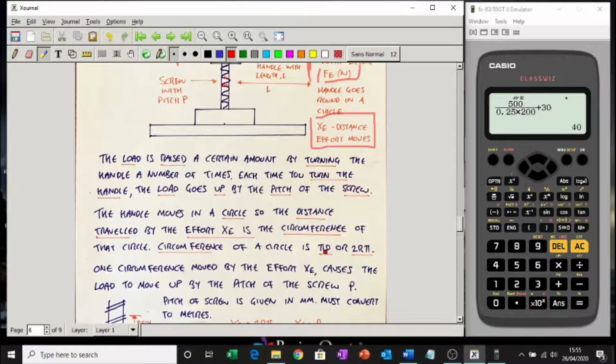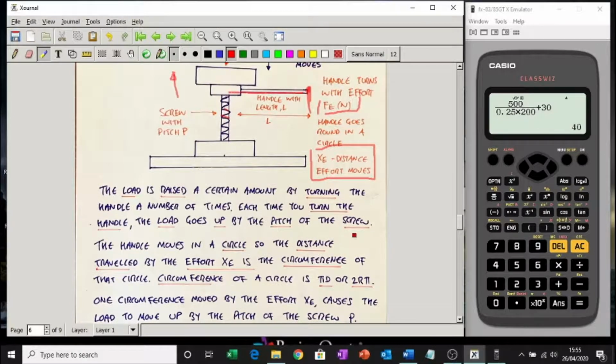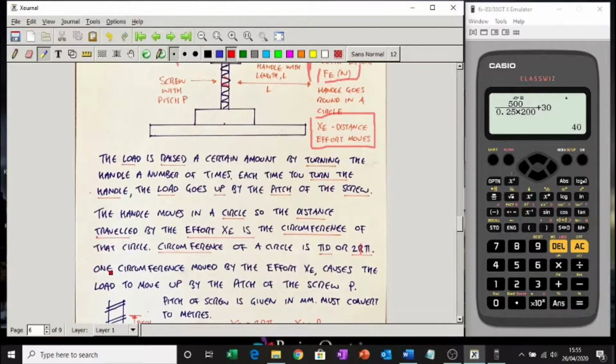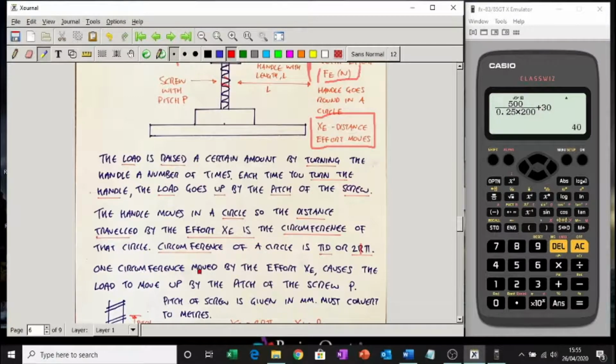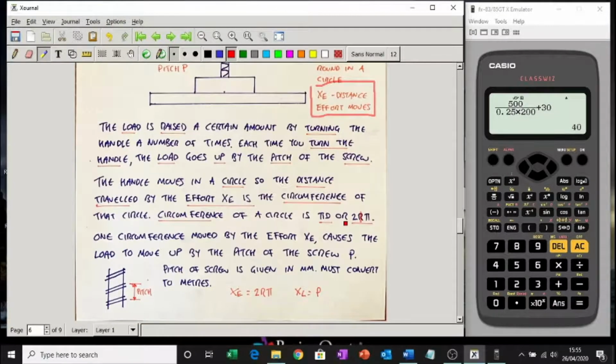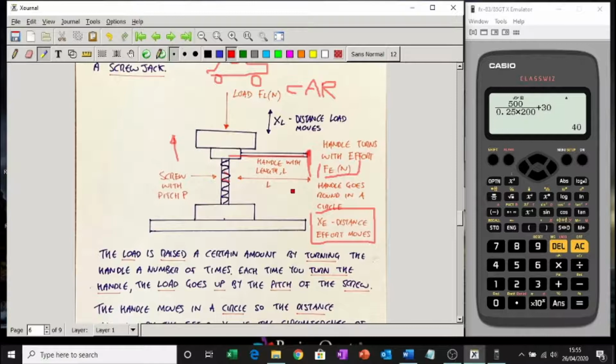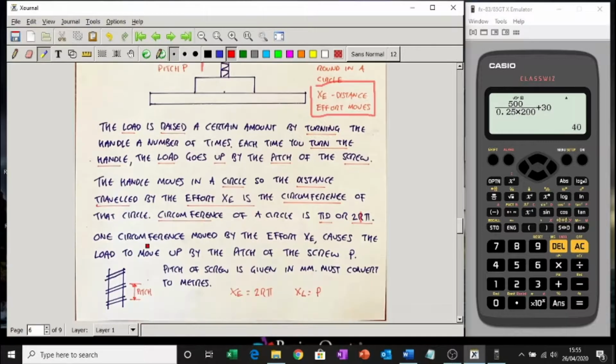The circumference of a circle is pi d, or 2 pi r. The length of this handle is going to be the radius. The diameter is going to be twice that, obviously. So you can either use pi d or 2 pi r. One circumference, so the handle goes round once, 2 pi r distance. Once you move the handle round once, the effort goes the circumference, which causes the load to go up. We'll assume it goes up one pitch of that screw.